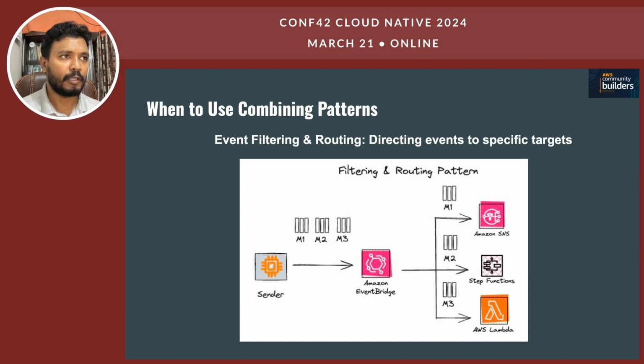Now I'll talk about event filtering and routing. It directs events to specific targets based on predefined criteria. It improves message relevancy for consumers and reduces unnecessary processing. Event filtering and routing is a cornerstone of flexible and targeted communication in event-driven architecture. It enables us to define criteria that determine which events get delivered to specific consumers.